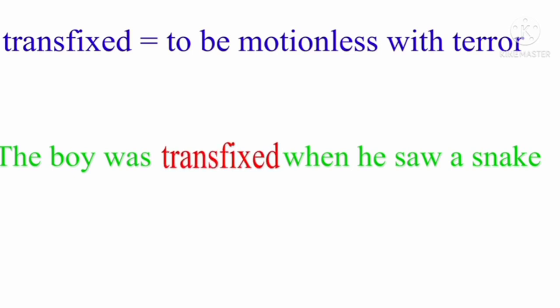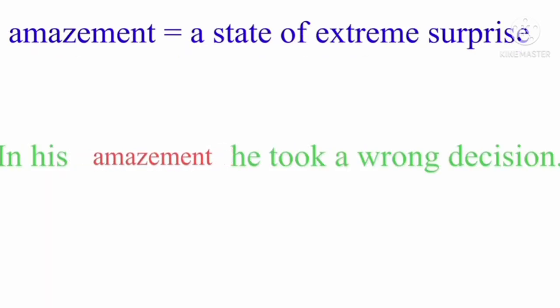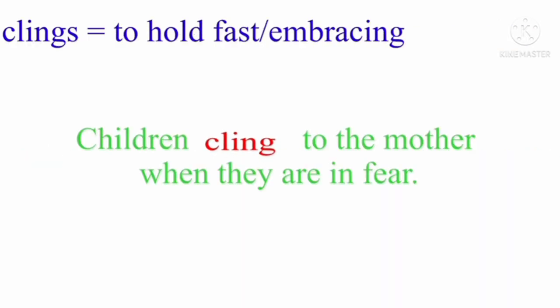Here, transfixed means to be motionless with terror. One sentence with this is, "The boy was transfixed when he saw a snake." We have another word, amazement. This means a state of extreme surprise. In his amazement, he took a wrong decision. Cling means to hold fast, embracing. Children cling to the mother when they are in fear.